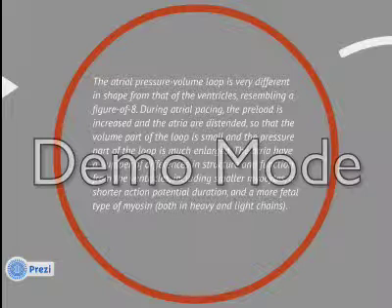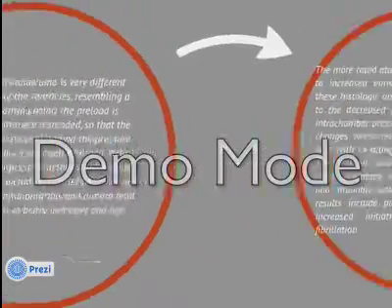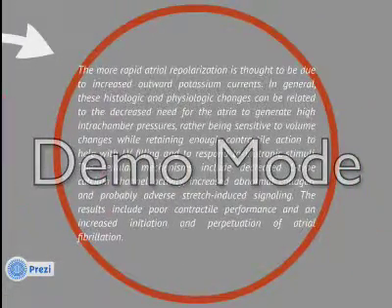The atria have a number of differences in structure and function from the ventricles, including smaller myocytes, a shorter action potential duration, and a more fetal type of myosin, both in heavy and light chains. The more rapid atrial repolarization is thought to be due to increased outward potassium currents.